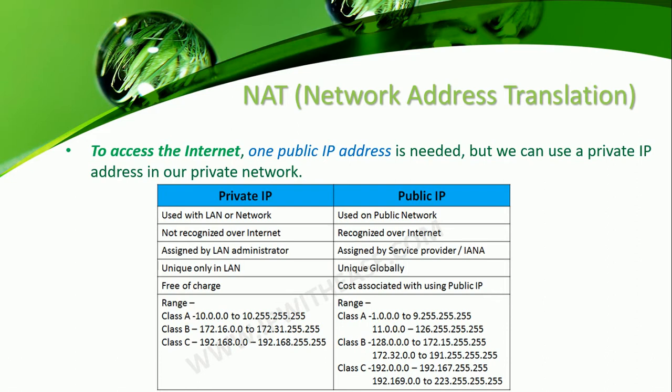When you want to access the internet, you need one public IP address, but we can use private IP addresses in our private network. If you are a network administrator, you need to configure all your systems within a network and assign them private IP addresses, and you need one public IP address if you want to be seen from outside the network, or if you want to publish your own server or your own database.